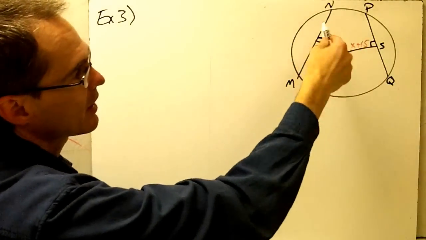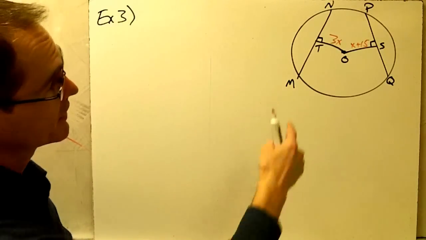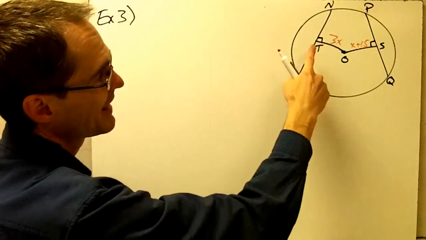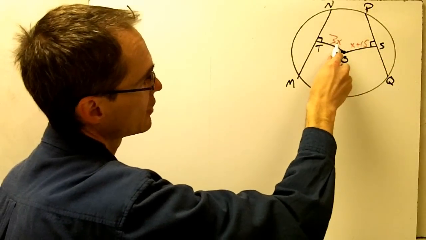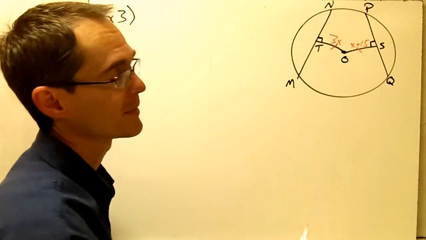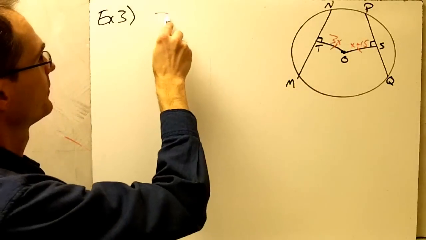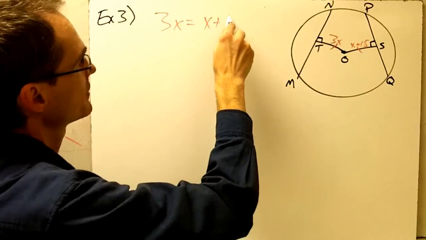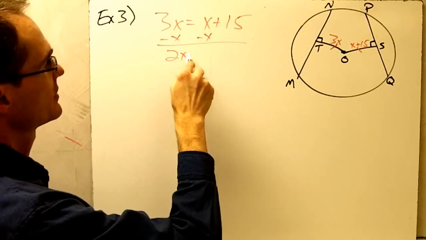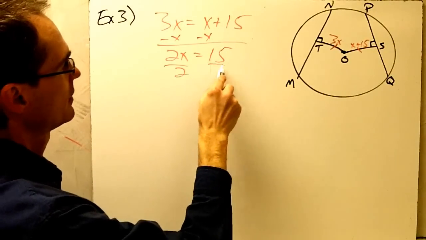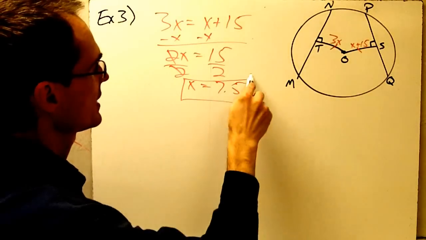Okay, well, so here again I can use my circle conjecture number 3, that tells me if two chords in a circle are congruent, they are equidistant from the center. So since I know these two chords are congruent, I know that their distance, that is their perpendicular distance from the center of the circle, those distances are the same, which means that 3x equals x plus 15. Now I have an equation I can solve for x. Subtract x from both sides. 2x equals 15. Divide both sides by 2, and I get x equals 7.5.